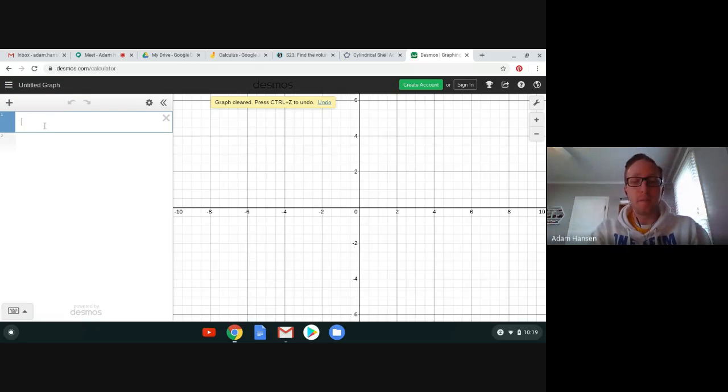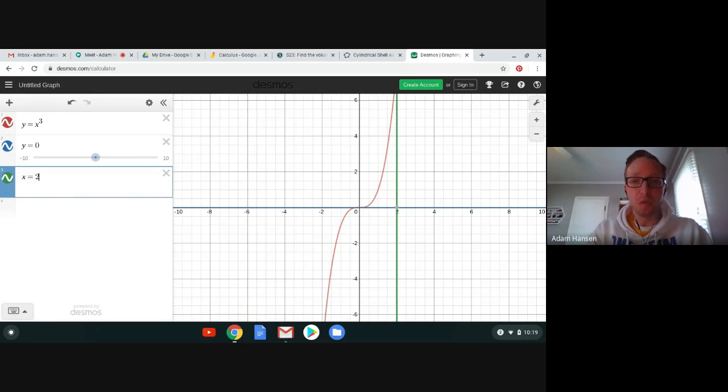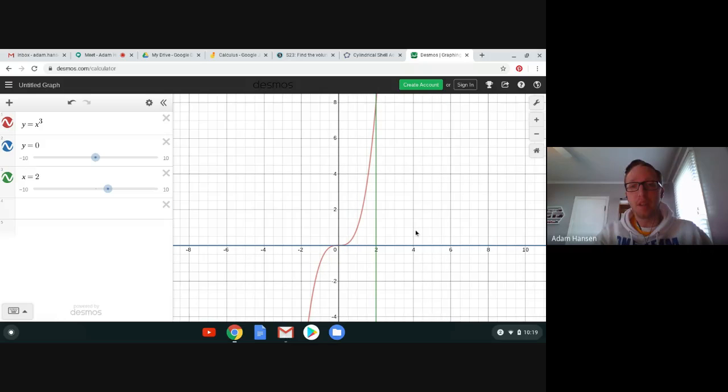So let's see what we got. y equals x cubed, y equals 0, x equals 2. Now we're looking at several different lines, but here's the same region we're using for all of them. Kind of this curved triangle almost here in the middle.